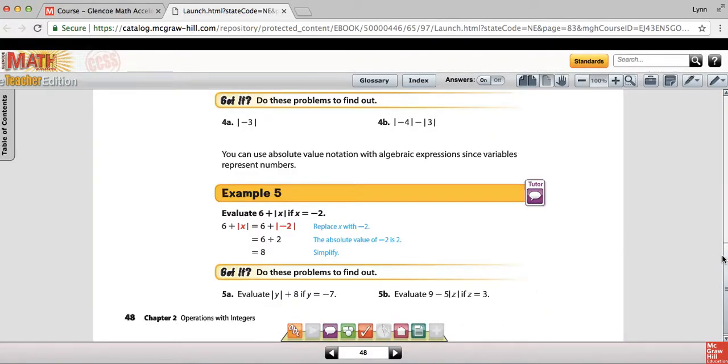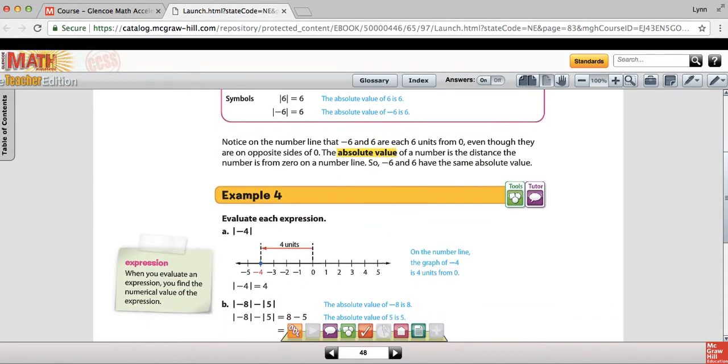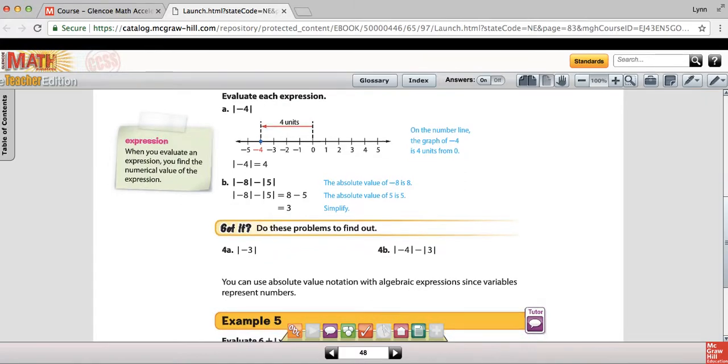For example 4 on page 48, we're taking a look at absolute value. And the absolute value of a number is simply the distance of that number to 0. So negative 6 and 6 have the same absolute value because they're both 6 spaces away from 0. In example 4, there's a few examples to look at.